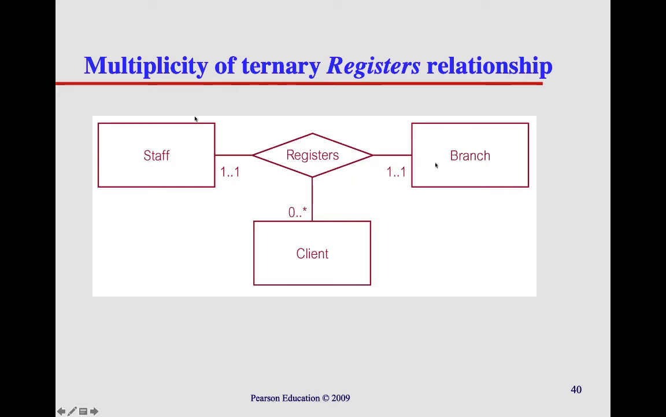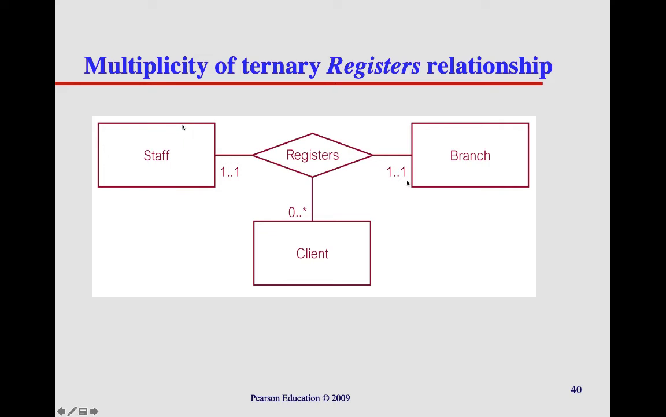How many branches are involved when one staff member registers a client? Only one branch. A client walks into a branch and registers at that branch with a staff member. So there's exactly a minimum of one and a maximum of one branch involved in registration.